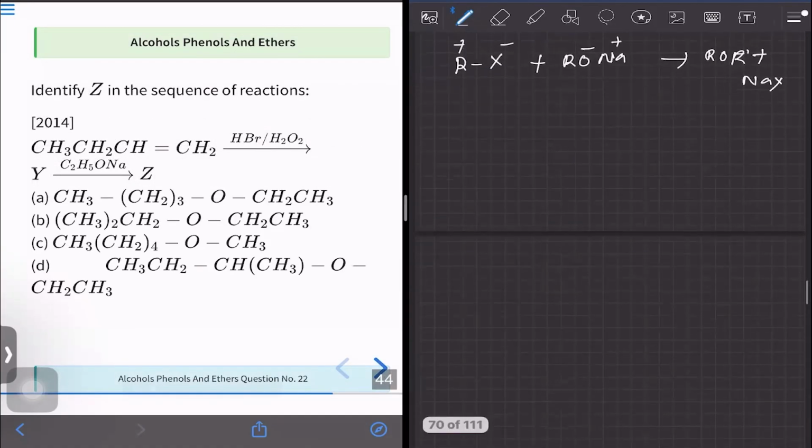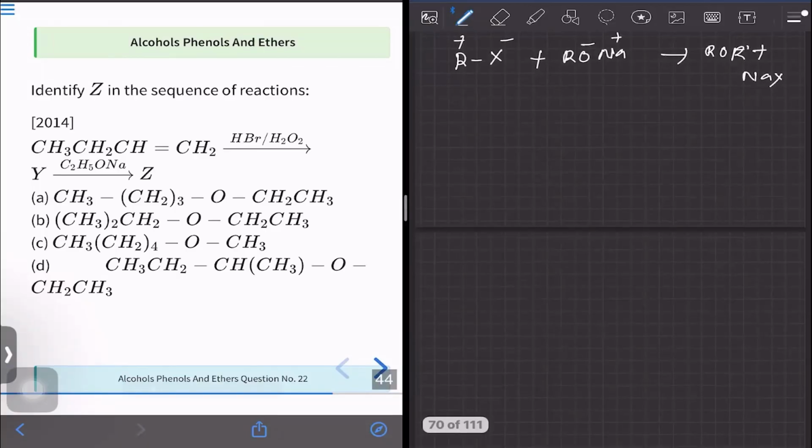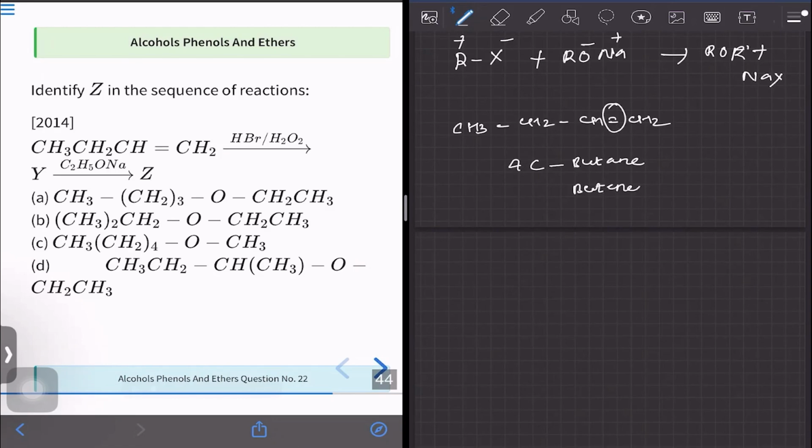Next one. Identify Z in the sequence of reaction. What is the reaction they gave? That is 1-butene, CH3CH2CH=CH2. It has 4 carbons, so it is butane, but it has a double bond, so it is butene. Because the double bond is at the first position, it is 1-butene. 1, 2, 3, 4.